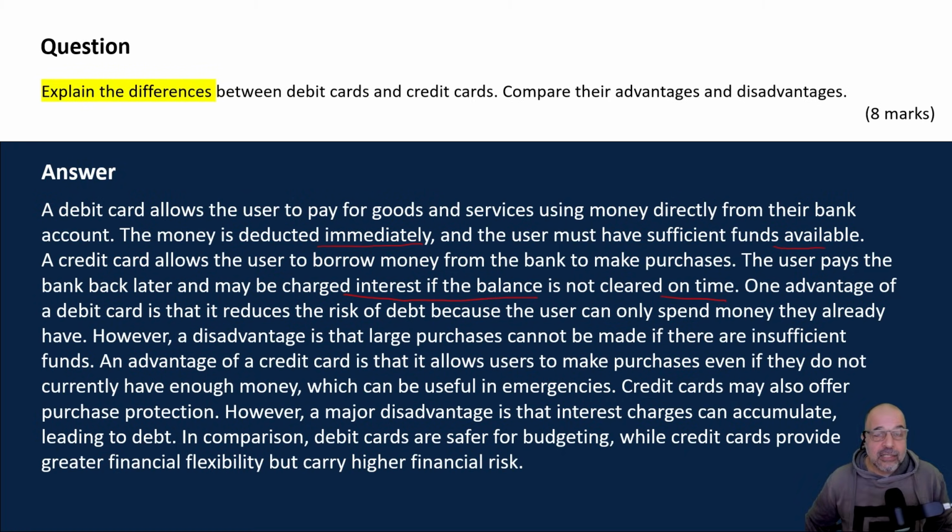The only difference is the bank is going to charge you interest if you don't pay back in time. So by the end of the month, if you haven't cleared what you owed them, they will add something like 3% on top. So if you've borrowed 100 euros, then by the end of the month, you owe 103 euros, for example. However, a disadvantage is that large purchases cannot be made if there are insufficient funds. So if you're using a debit card, you could only purchase according to how much money you've got.